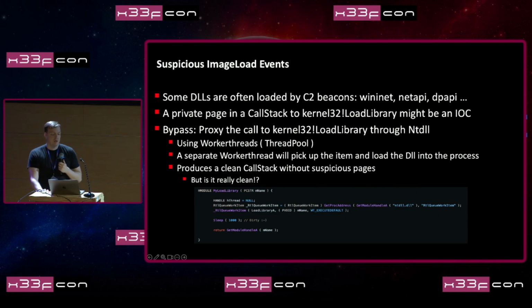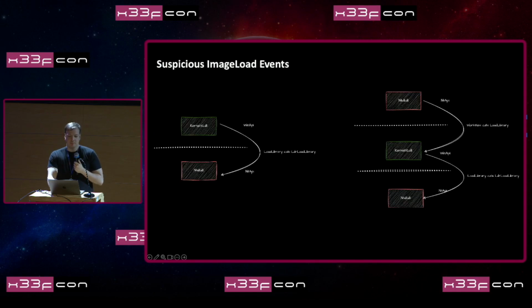What attackers are usually doing to bypass this is that they proxy the call to LoadLibrary through NTDLL using worker threads from a thread pool. What is happening internally is that a separate worker thread picks up the work item and loads the DLL into the process, which produces a kind of clean call stack without suspicious pages because the worker thread is not related to the code of the beacon.